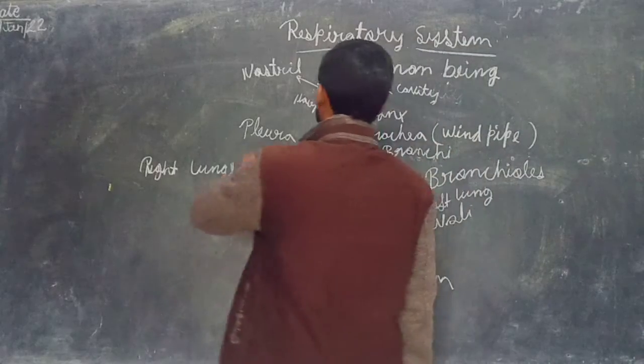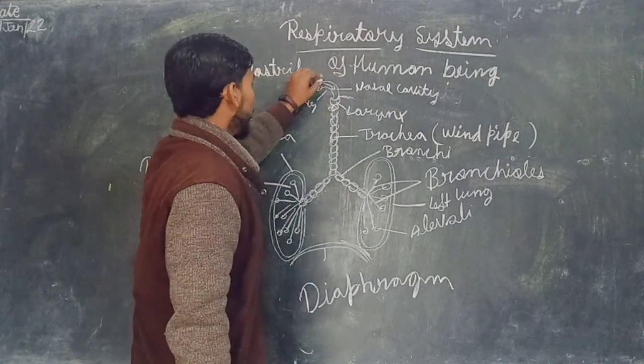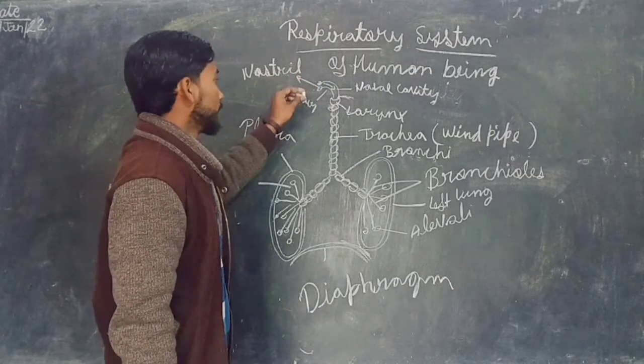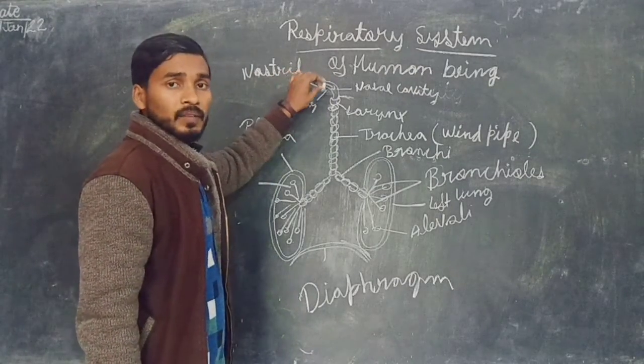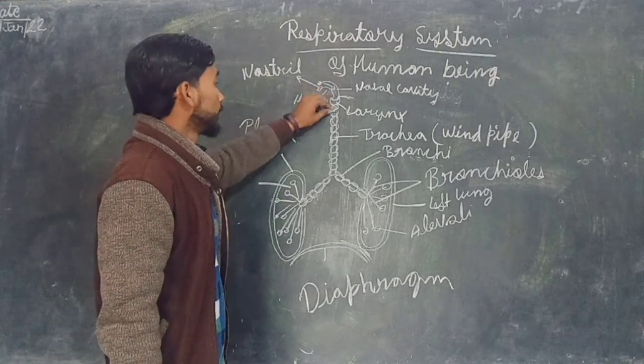Air enters through the nostrils and nasal cavity. In the nasal cavity, there are hair and mucus. They trap foreign particles and filter the air. Then the air goes to the trachea.